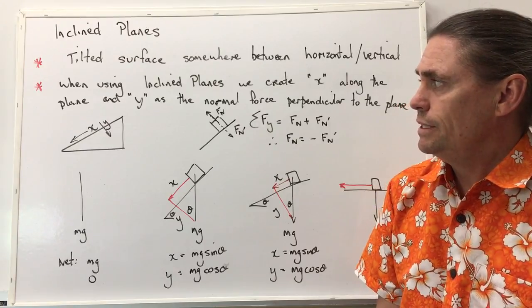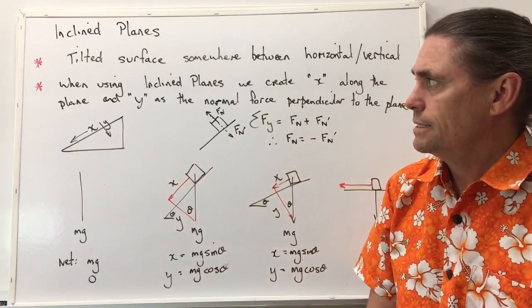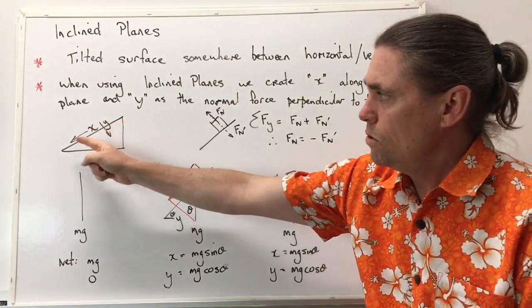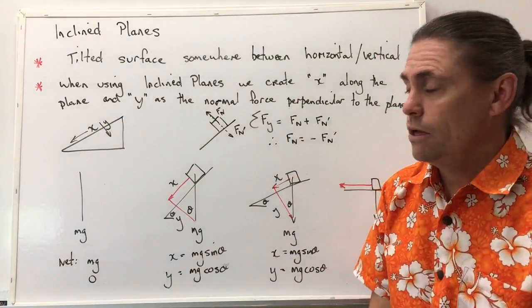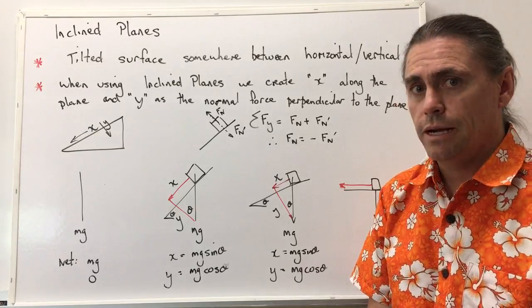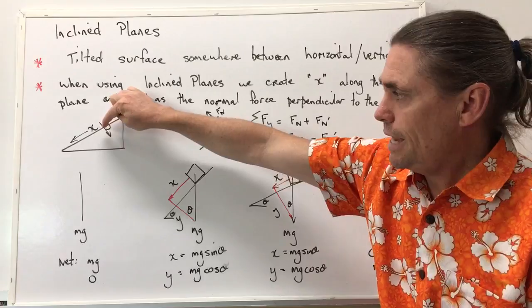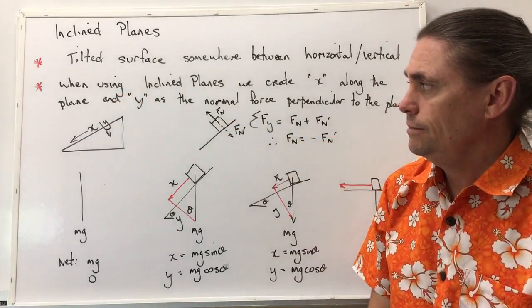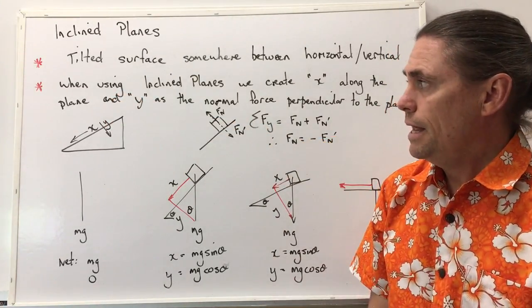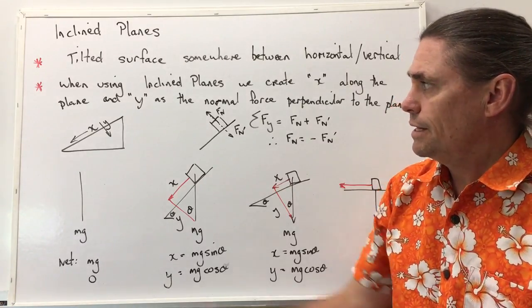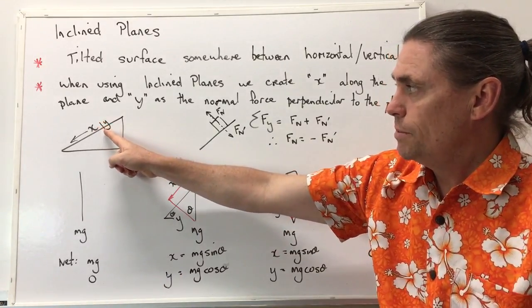So the first axis we need to set up is what we call our x-axis, and we define that as the axis along the surface of our inclined plane. We set up a second axis that's perpendicular to this. So this is our object acting through our inclined plane as it sits there. Now we denote that as our y-axis.